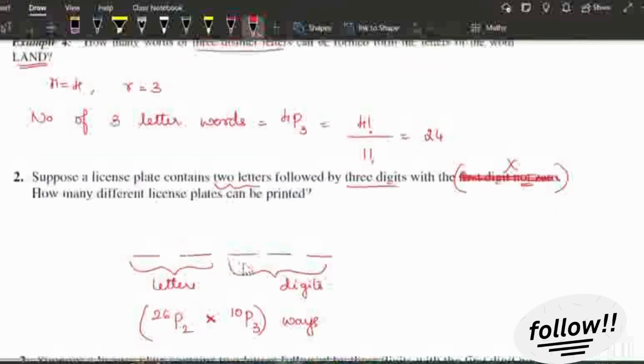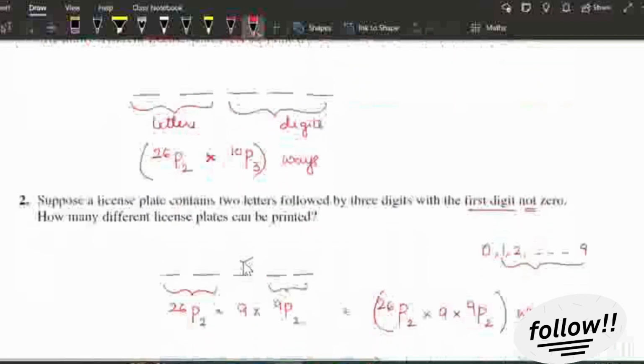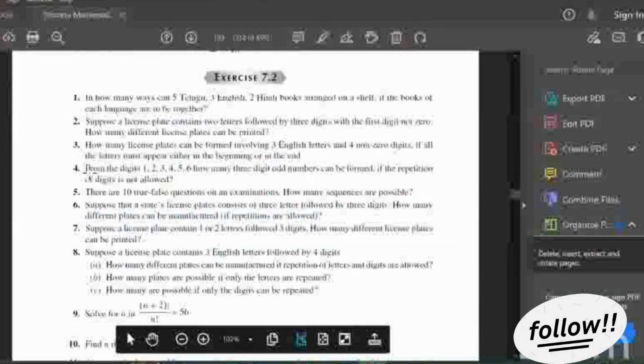Okay, so here we have used very simple questions under permutation, which does not have much restriction. Now let us take another example.